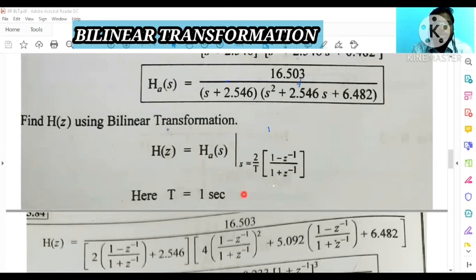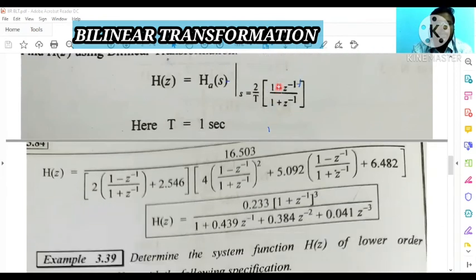So here T equal to 1 second, so I substitute T equal to 1 second. So 2 times (1 minus z inverse) divided by (1 plus z inverse), I substitute here in Ha(s). Now what do you get? 16.503 divided by, instead of s I substitute 2 into (1 minus z inverse) divided by (1 plus z inverse), plus 2.546.